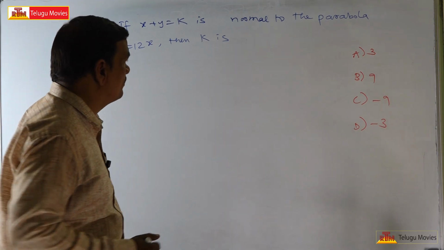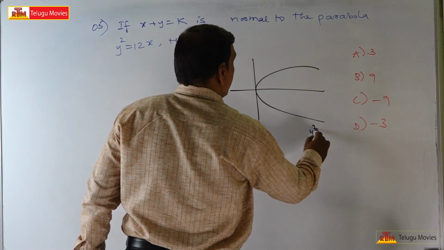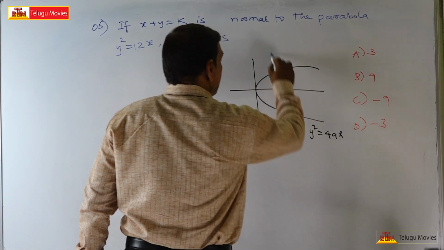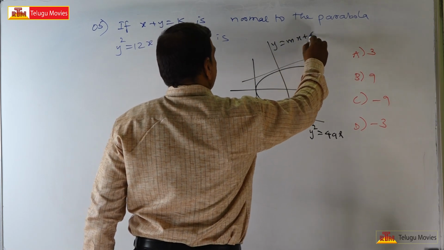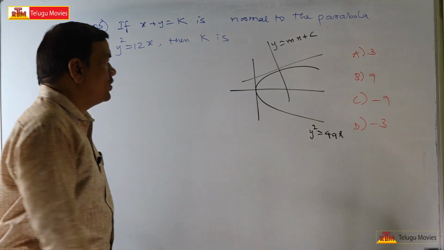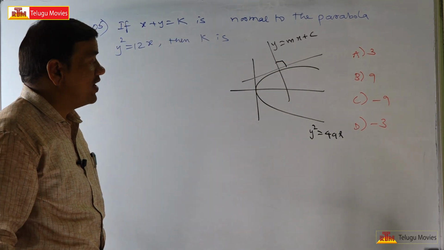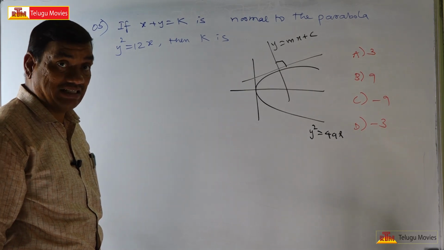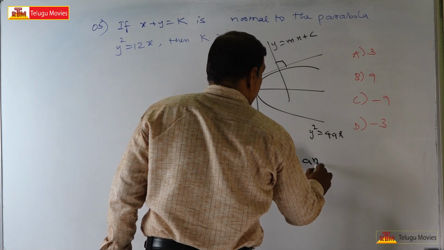To do this problem, the condition you have to learn is this. If it is a parabola y square is equal to 4ax, and a normal is y is equal to mx plus c, the line y is equal to mx plus c will become the normal to the parabola y square is equal to 4ax if and only if the condition is c is equal to minus 2am minus am cube.